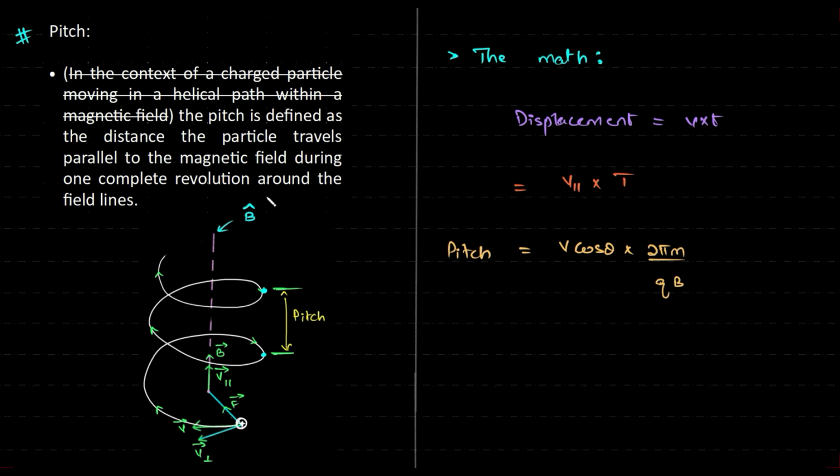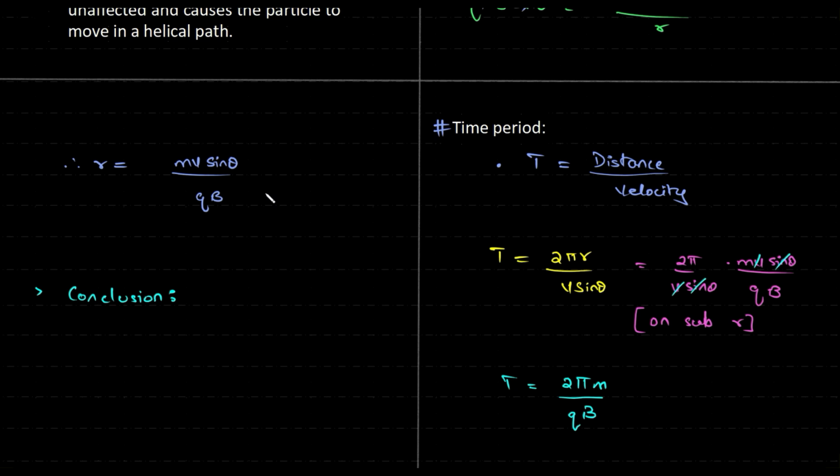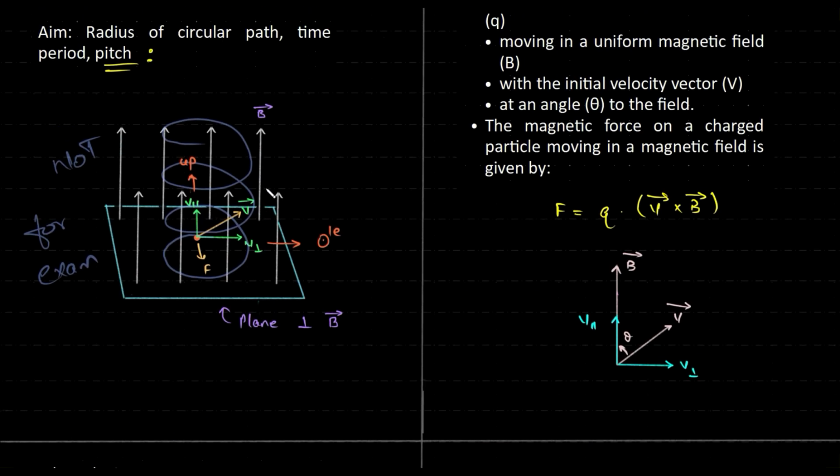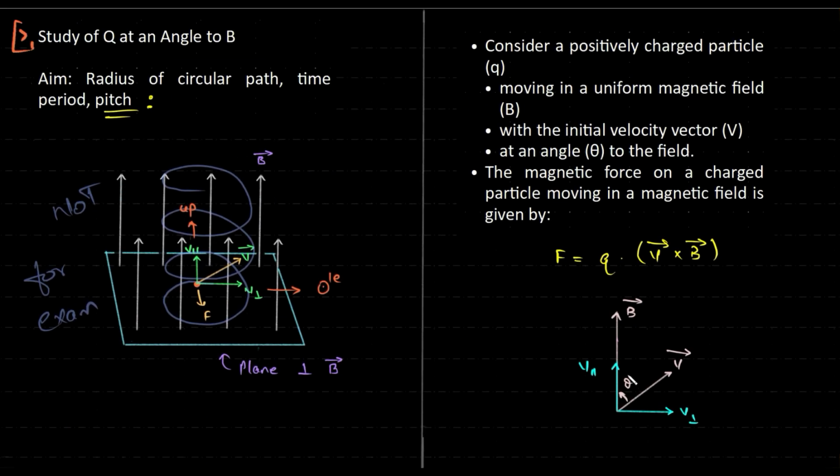Okay guys, right? So very simple thing. All we have to keep in mind is that the parallel and the perpendicular components play a role over here. The parallel component will make it go up, while the perpendicular component will make it go circular. As simple as that.